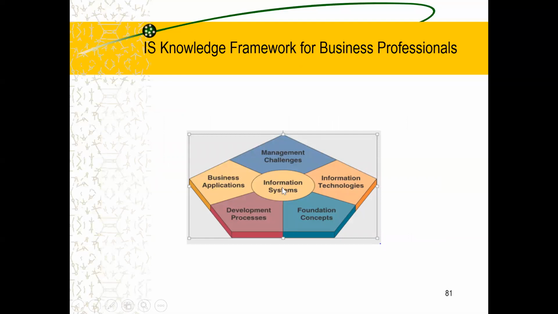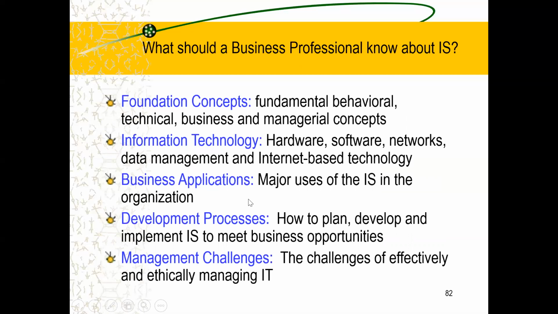Information systems revolve around different dependent sectors, for example management challenges, information technology, foundation concepts, development process, and business applications. So this is an example of it. Fundamental behavioral, technical, business, and managerial concepts come under the category of foundation concepts. Information technology covers hardware, software, network, data management, and internet-based technology.